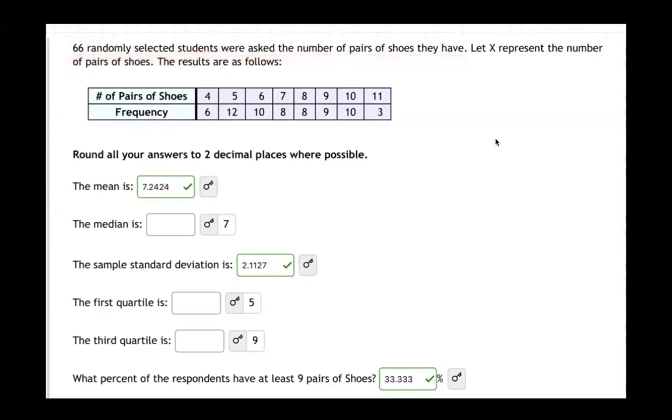Well, frequency is how many. So 6 people said they have 4 pairs of shoes. See, number of pairs, frequency. 12 people said they have 5 pairs of shoes. 10 people said they had 6 pairs of shoes. 8 people said they had 7 pairs of shoes, etc. So that's what that table means.